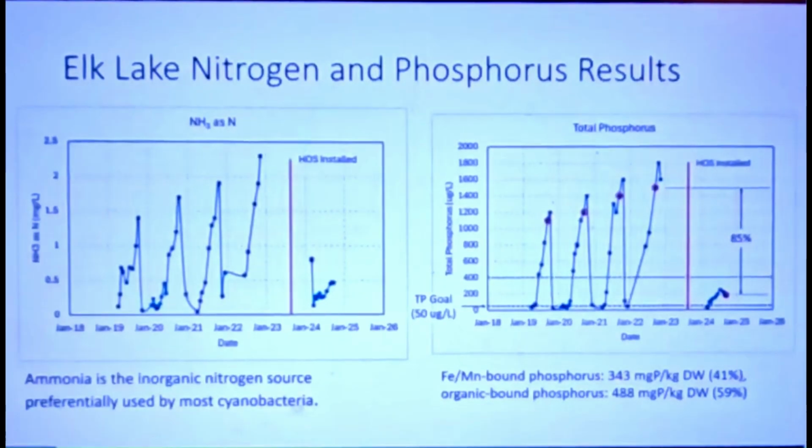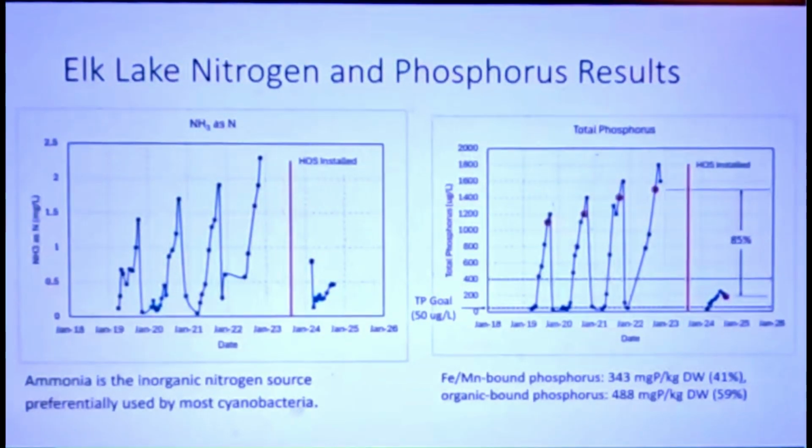So the key things that we learned from that project, the first thing that we noticed is ammonia, and remember ammonia is the organic nitrogen source preferential for cyanobacteria to grow. We had dramatic reduction in ammonia the first year that we operated the system compared to prior years. That's the data on the left. Phosphorus is a better story. Phosphorus, Elk Lake, like Lake Lawrence, has a high organic bound fraction relative to their iron-bound fraction.